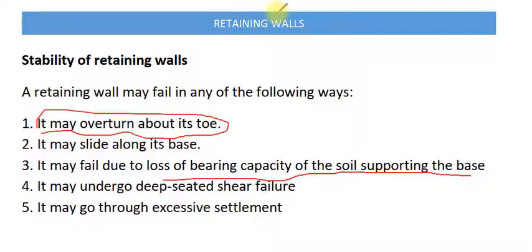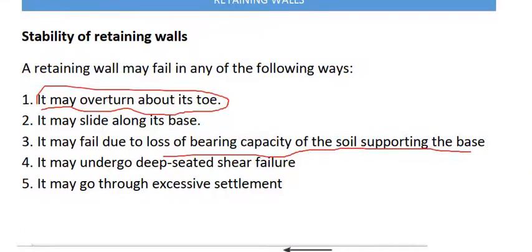Analysis and design of a retaining wall require checking the stability due to many risks. A retaining wall may fail in any of the following ways. It may overturn about its toe. Let us see this figure.